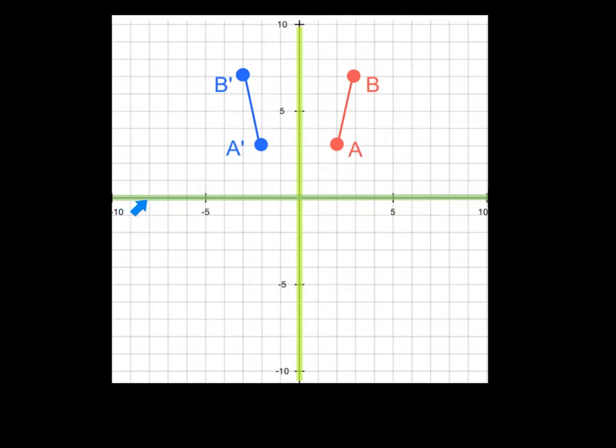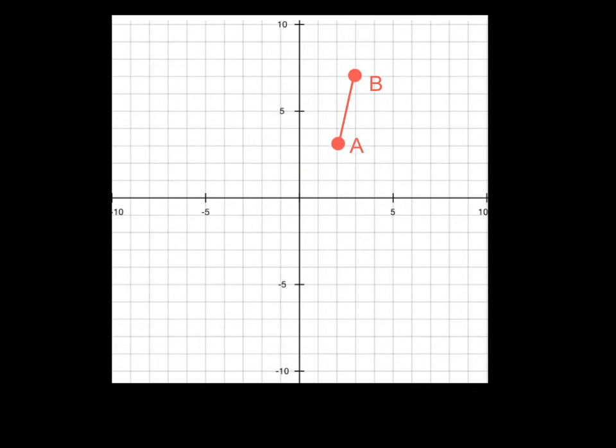And now let's reflect over the x-axis. The reflection of AB looks like this. A becomes A double prime by going straight through the line of reflection, which is the x-axis, at a perpendicular crossing, which means 90 degrees. 3 units away and 3 units away. Same thing with B. B becomes B double prime by going straight through that line of reflection, 7 units above and 7 units below.